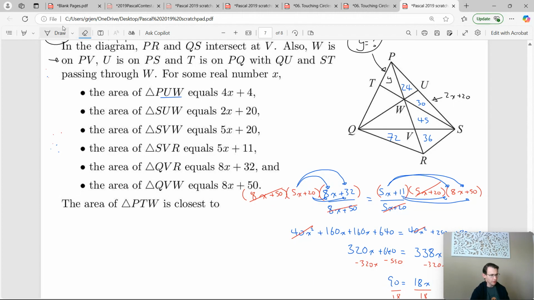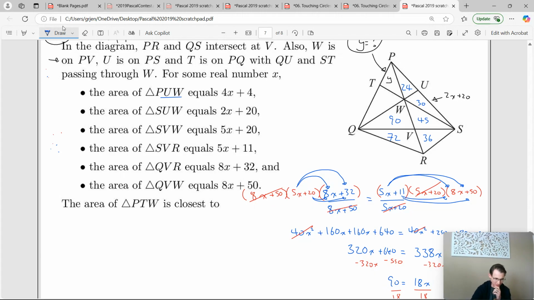So once we solve for x, we could find the actual integer value for the area of all of these triangles. I know, right? Isn't it crazy? Isn't that just wild?